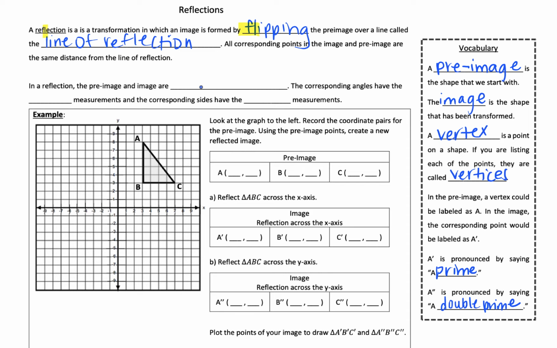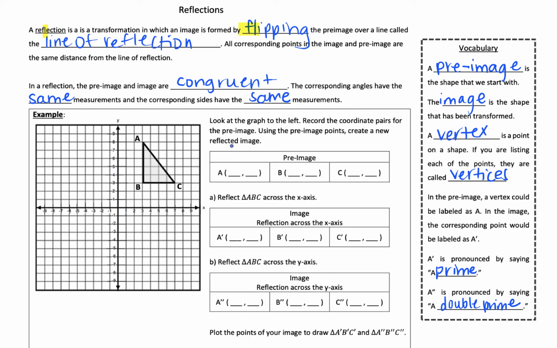So in a reflection, the pre-image and the image are congruent. So again, that's going to mean that the corresponding angles have the same measurements and the corresponding sides have the same measurements. Now the only thing that's going to look a little different here is that you're flipping it. So it's going to kind of look like a mirror reflection of the shape. So it will be facing different directions than when we just were sliding them across in translations.